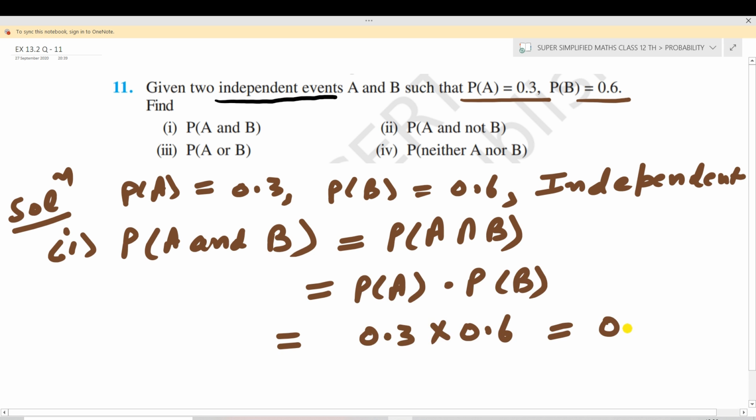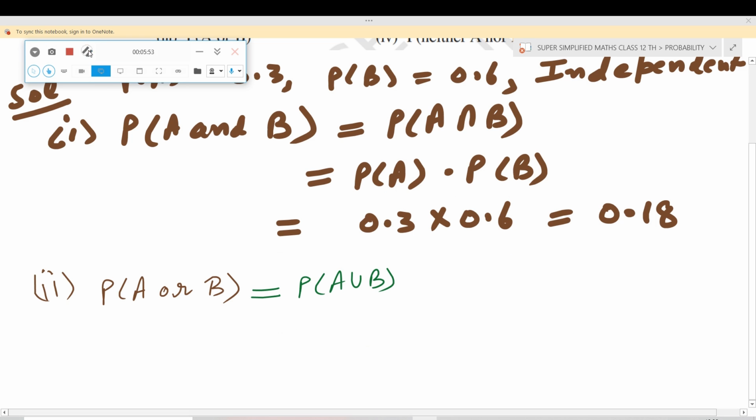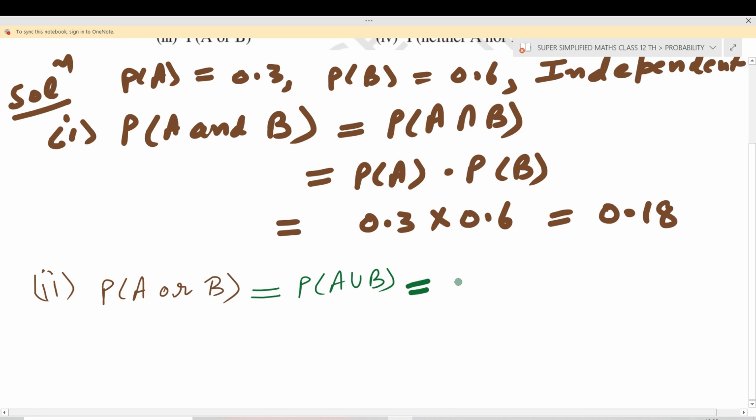So we multiply them and we get the required probability to be 0.18. Now in question number 11, second part of this question, we have to find out probability of A or B. Probability of A or B means probability of A union B, and the formula for finding this probability is probability of A plus probability of B minus probability of A intersection B.